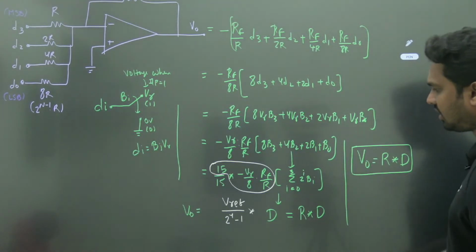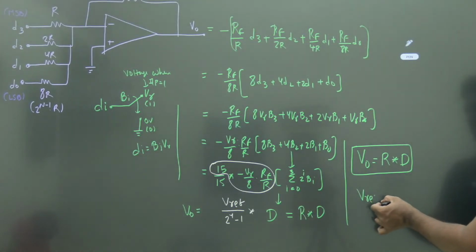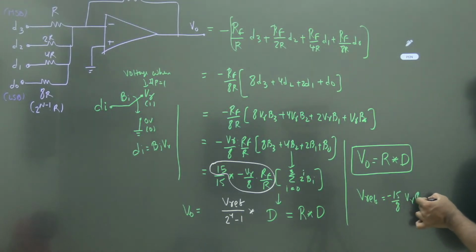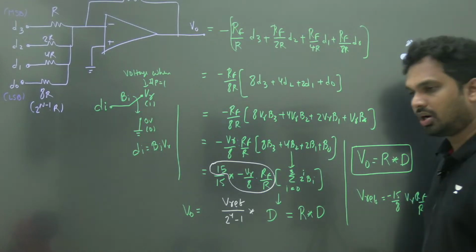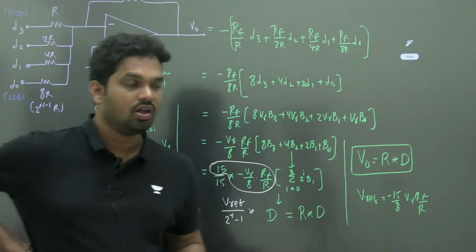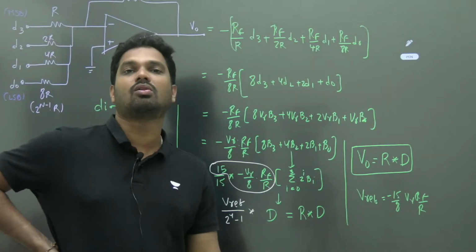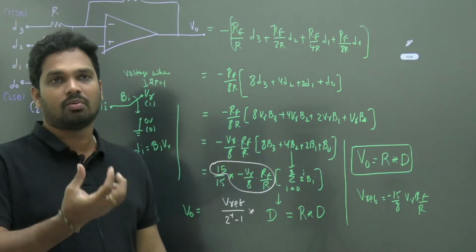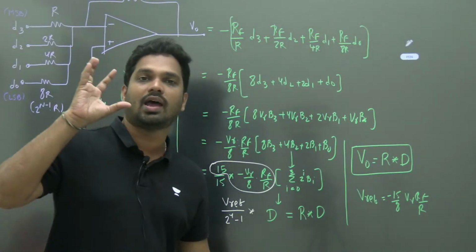Why have I taken this part as V reference? V reference here is minus 15 by 8 VR into RF by R. Sir, shall I remember this, sir? No need to remember anything. But you should understand why I multiplied 15 by 15 and so on. V reference is, when all the bits are 1, whatever the maximum input you can apply, all the bits are 1. When all the bits are 1, whatever output you get is called V reference.